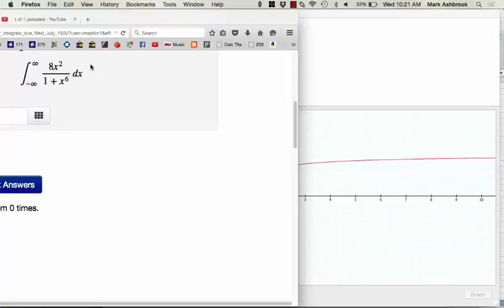x cubed plus 1 plus x cubed. You want x cubed. Yep, okay. Neither of which we have, okay? So we've got to do something else. So what does this kind of look like? 1 plus x to the 6th almost kind of looks like what?